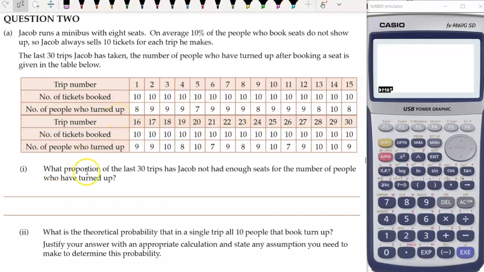It would help if there was a gap between them, but this solid line here is separating the 2 lots of 15. Okay, what proportion of the last 30 trips did not have enough seats for the number of people who actually turned up? So we're looking for where the people who turned up exceeded the 8 seats that he's got in the minibus. So that would happen on these ones here. And there's 21 of those, so it's 21 out of 30, which is 70%.